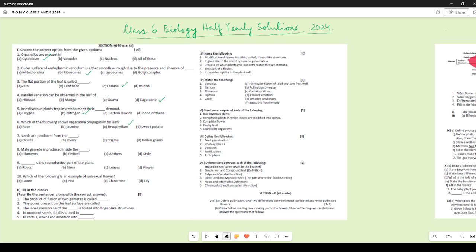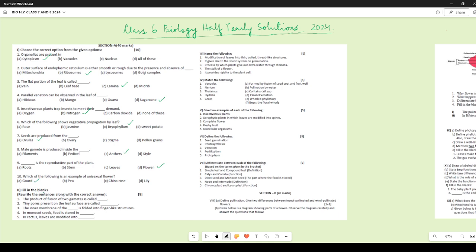Seeds are produced from the ovules. Male gametes are produced inside the anthers. Flower is the reproductive part of the plant. Which of the following is an example of unisexual flower? Gourd.